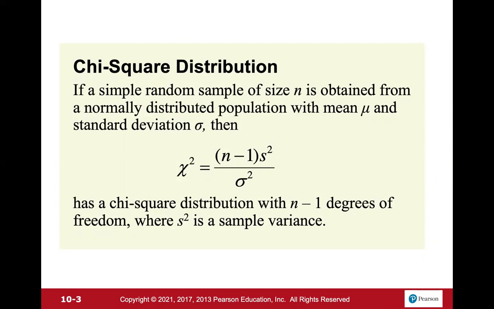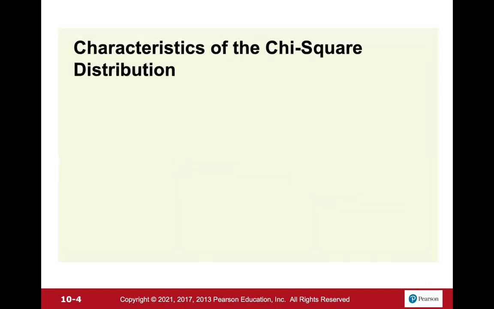If a simple random sample of size n is obtained from a normally distributed population with mean mu and standard deviation sigma, then chi-squared is equal to the degrees of freedom times our sample variance divided by our population variance. And that has a chi-square distribution with n minus 1 degrees of freedom, where s squared is the sample variance.